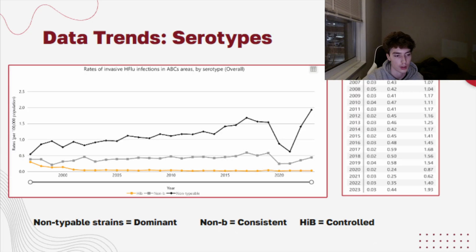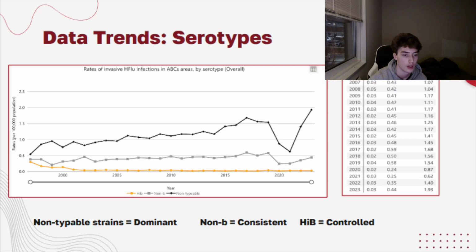As we can see here for the serotypes, serotypes are just a variation in a microbial species, identified by the antigens on their surface. So these are all different strains, I suppose, of Haemophilus influenzae. As you can see, HIB is very controlled due to the vaccine.